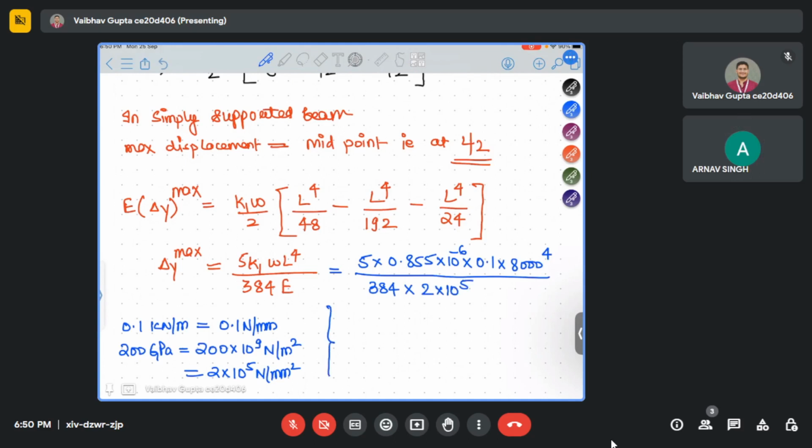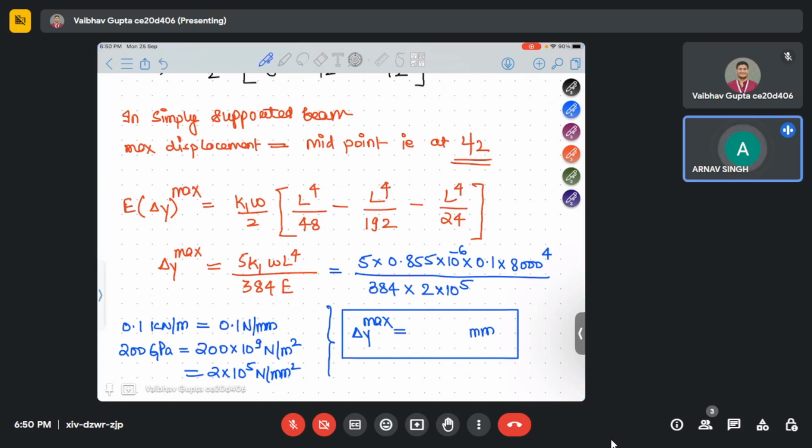So finally you will get del y max as 31.50 mm. This is the value of maximum displacement in y direction. Got it? Oh, sorry, I have to calculate this one. I didn't calculate it. I calculated for z direction. This I have to calculate.